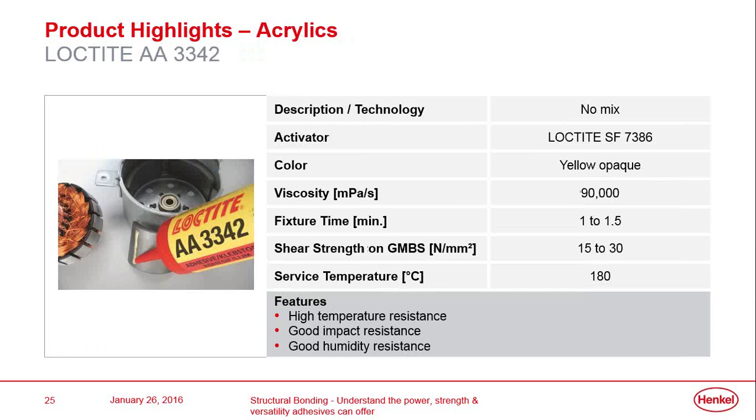The acrylics, so in this instance the 3342 material, are used extensively for magnet bonding in electric motors, for example, ferrite bonding. They have very high performance, very fast cure, and in this instance a service temperature up to 180 degrees C. Good impact resistance, very highly durable.